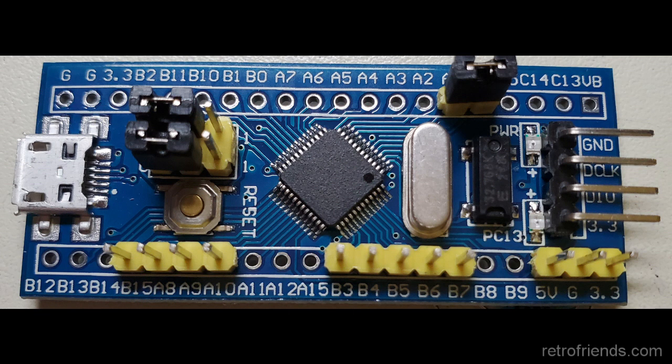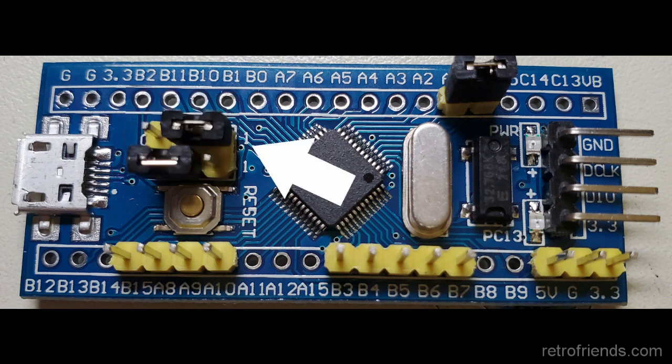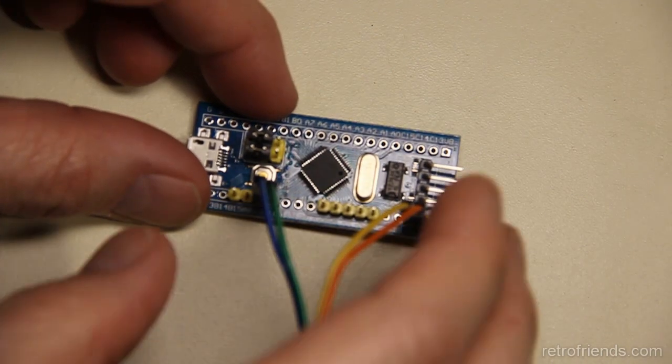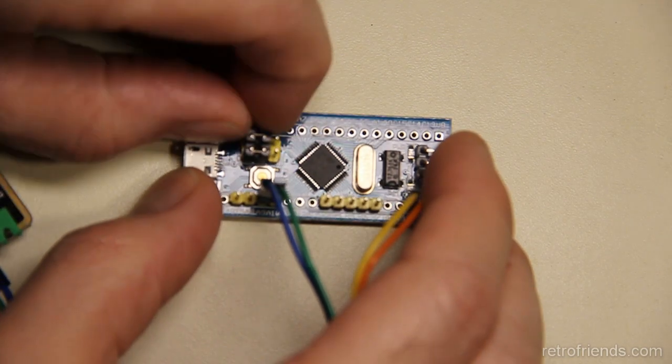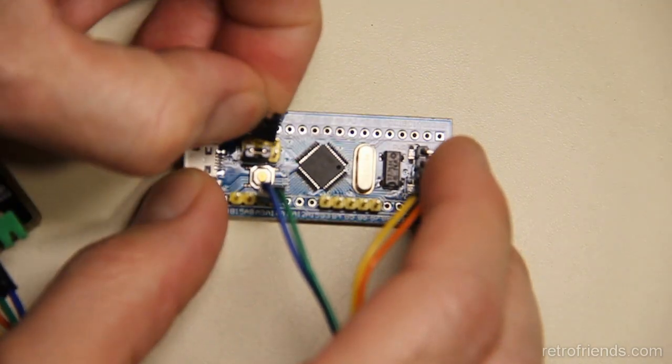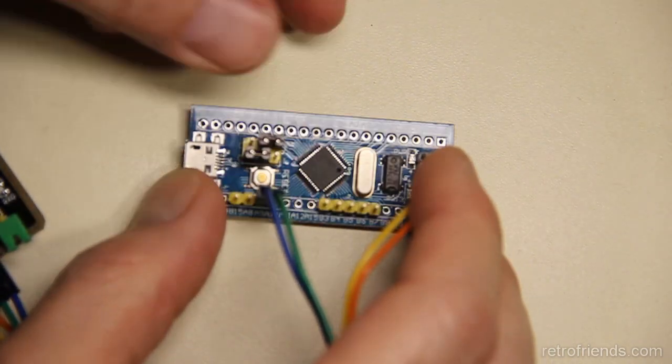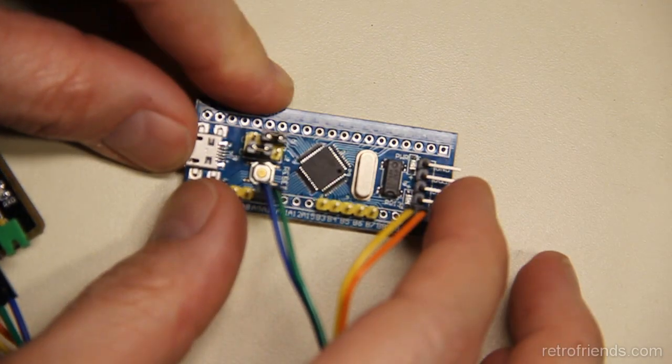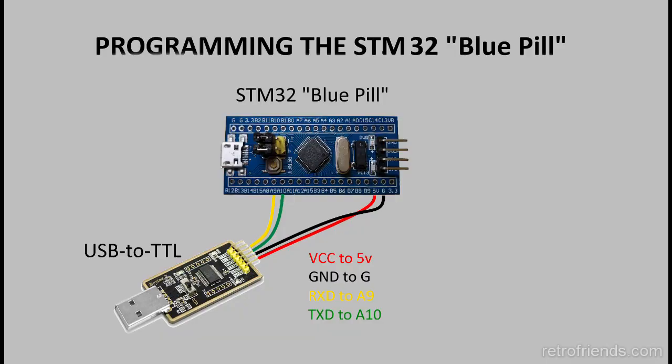Move the top jumper to the 1 position to enable DFU programming mode. You will be moving it back after programming. Then connect the Blue Pill to the TTL adapter as shown in this diagram.